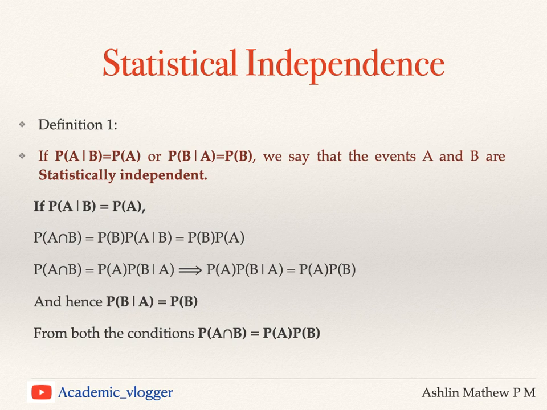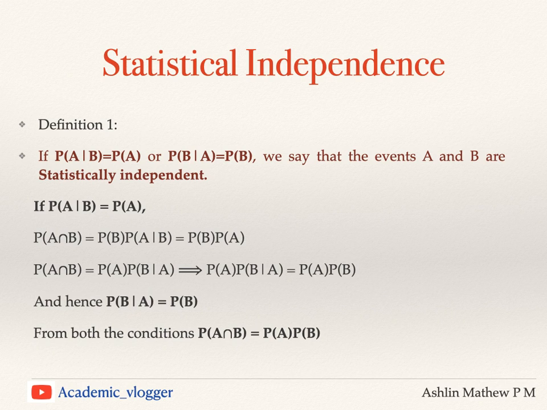From there, it is given that probability of A given B is equal to probability of A. So probability of A intersection B can be written as probability of B into probability of A. Similarly, we can write probability of A intersection B also as probability of A into probability of B given A. We got probability of A intersection B as probability of B into probability of A, so on equating both LHS and RHS, we get probability of B given A is equal to probability of B. So the first equation, probability of A given B equal to probability of A, is the same as probability of B given A equal to probability of B.